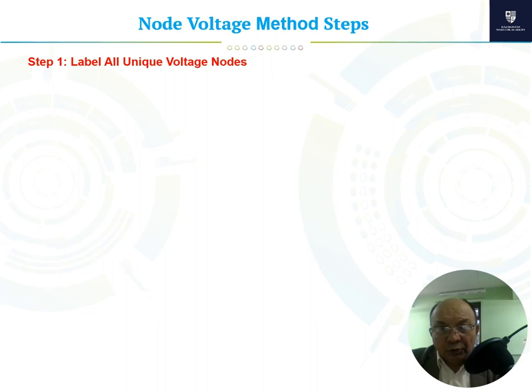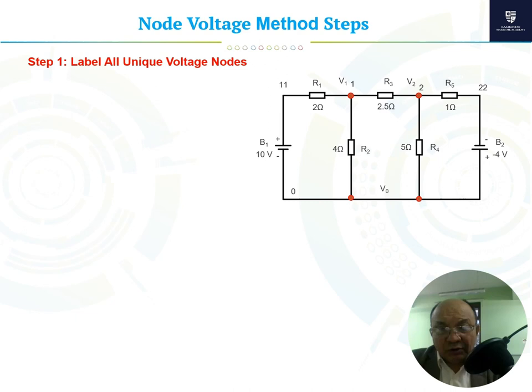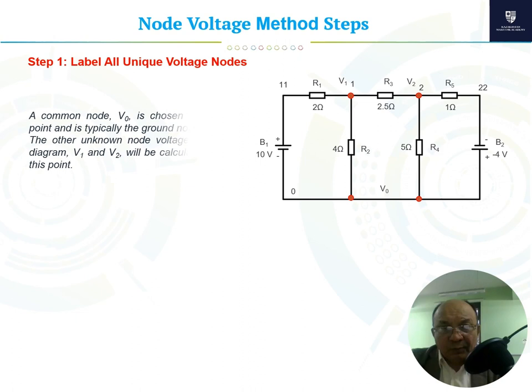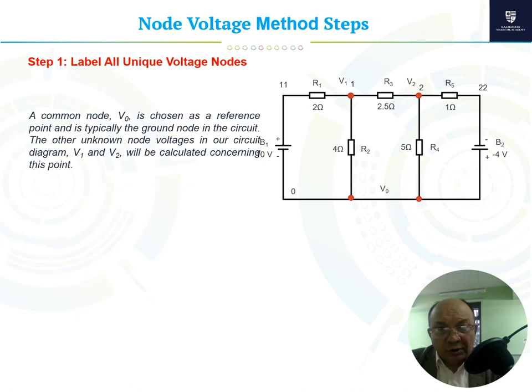So we take our circuit. In this circuit you can see that we have a source of voltage, B1, which is 10 volts, and we have a second source of voltage, minus 4 volts. And we have R1 2 ohm, R2 4 ohm, R3 2.5 ohm, R4 5 ohm, and R5 1 ohm. And we take nodes for the V1 node, this and this second node, and we take V0 as the reference point. So a common node V0 is chosen as a reference point and is typically the ground node in the circuit. The other unknown node voltages in our circuit diagram, V1 and V2, will be calculated with respect to this point.